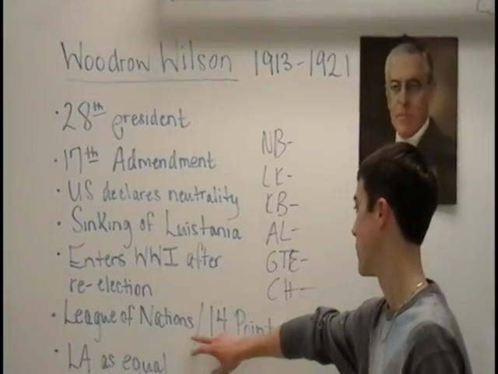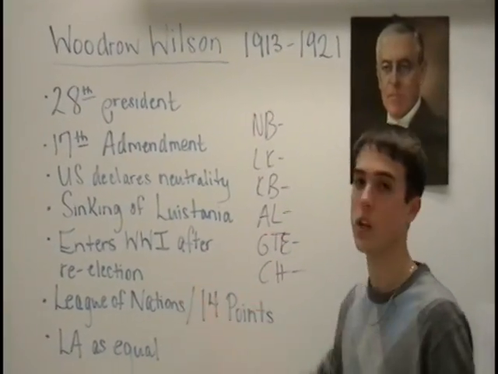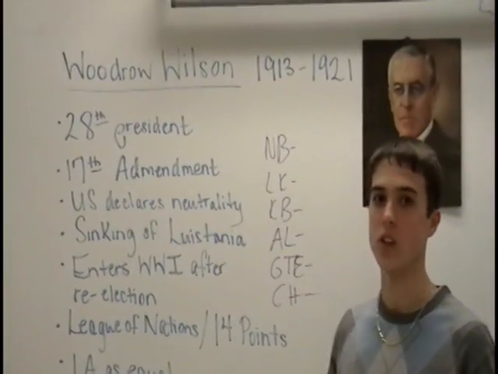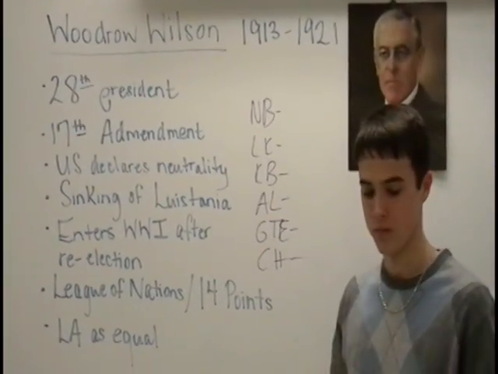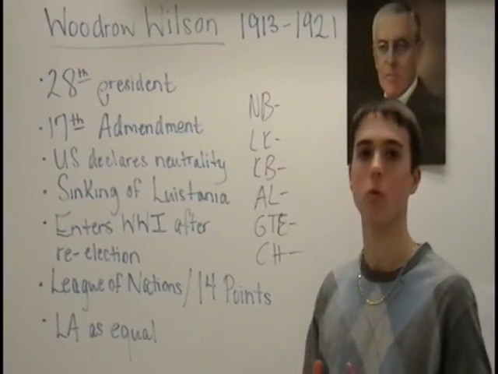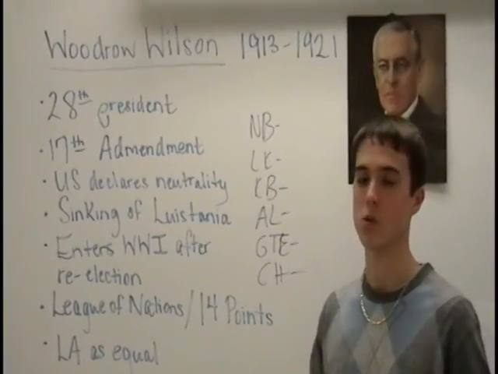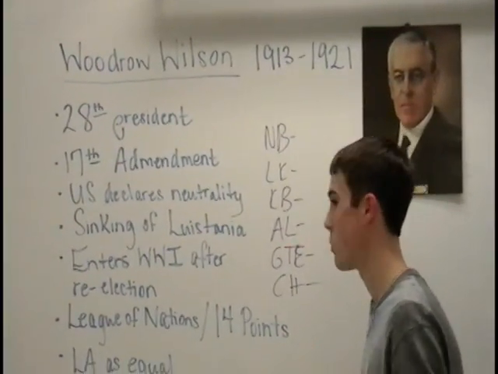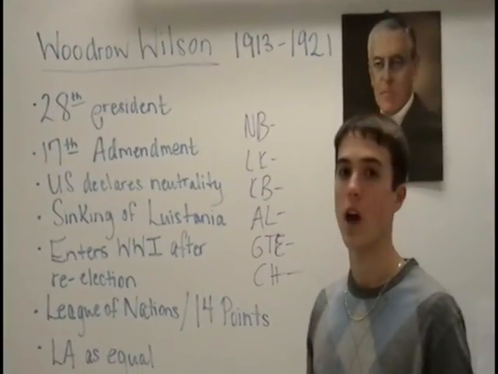Wilson had these things, the League of Nations and the 14 points. The League of Nations was kind of a foreshadow to the UN. It was more along the lines of a world order where people could come to resolve their differences instead of fighting it out in a war. And his 14 points were the things to do to Germany after the war.